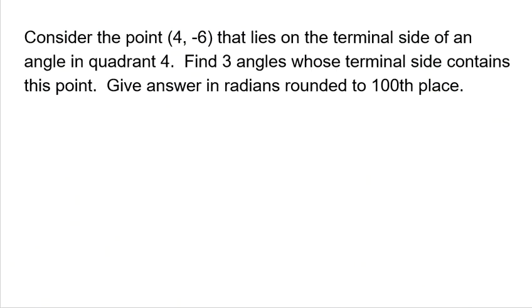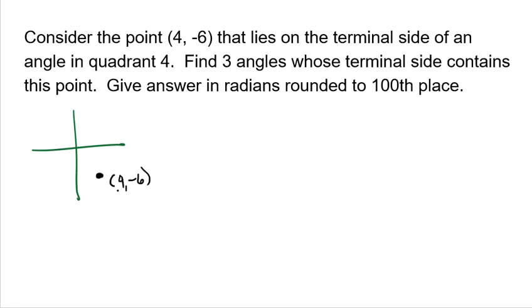All right, consider the point (4, -6) that lies on the terminal side of an angle in quadrant 4. Find 3 angles whose terminal side contains this point. Give answers in radians rounded to the 100th place. All right, so sometimes a picture really helps. I'm going to draw a picture of this. This is the point in quadrant 4, over 4, down 6. So it's somewhere right around here, (4, -6).